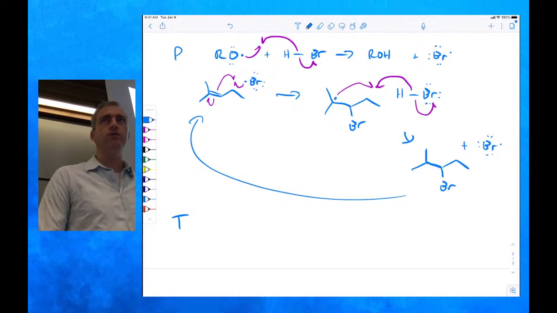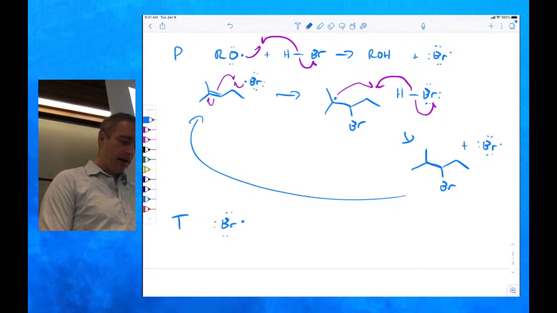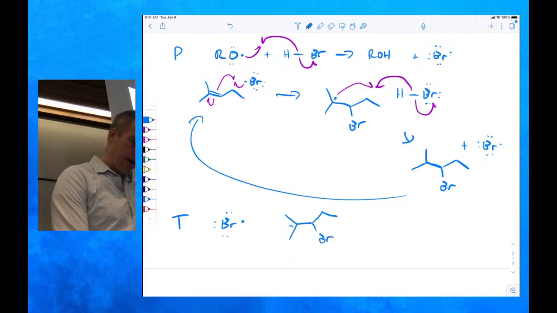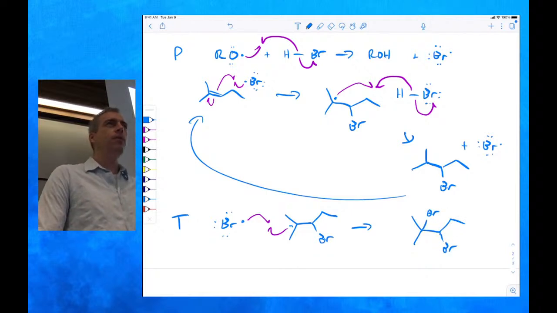Termination is when you have two radicals that come back together. So just pick any two radicals from above. Let's take, I don't know, a Br radical. And let's take one of the carbon-centered radicals that's there. And if these two randomly meet, then you could get this molecule.